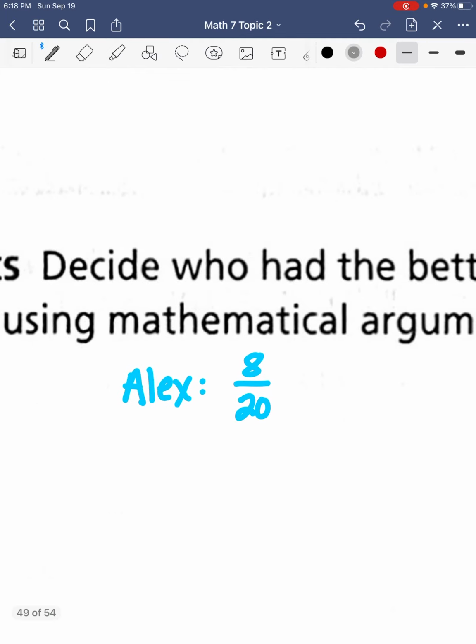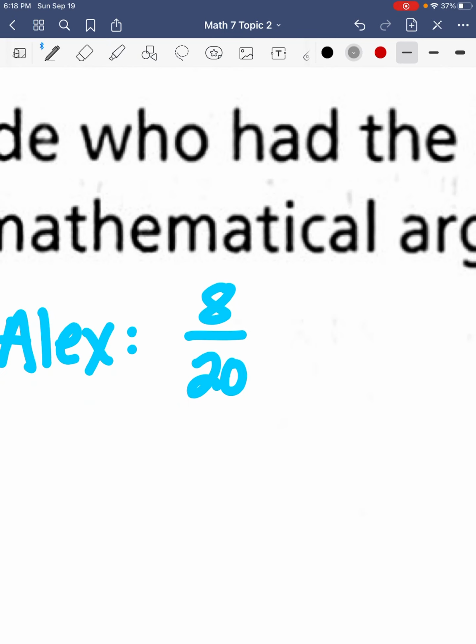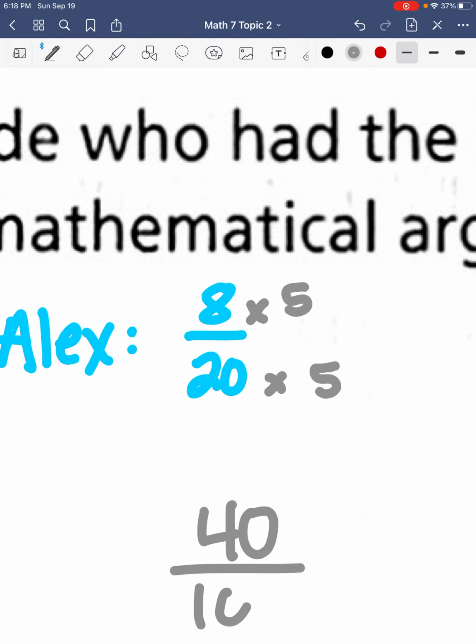Now let's do the same thing over here. What will I multiply 20 by to get to 100? I'd multiply times 5. That means I multiply my numerator times 5 as well. 8 times 5 is 40, and 20 times 5 is 100.